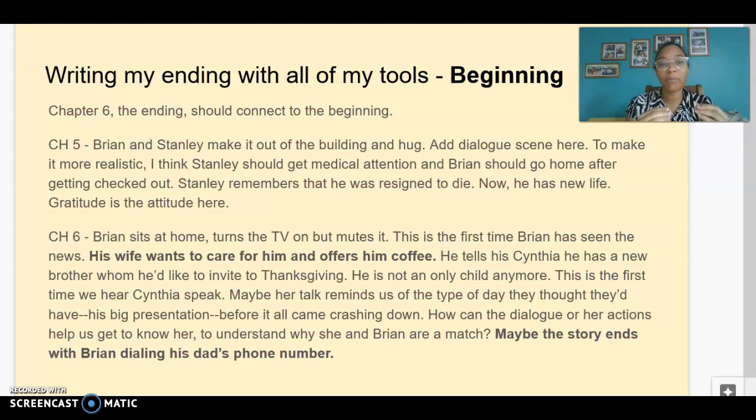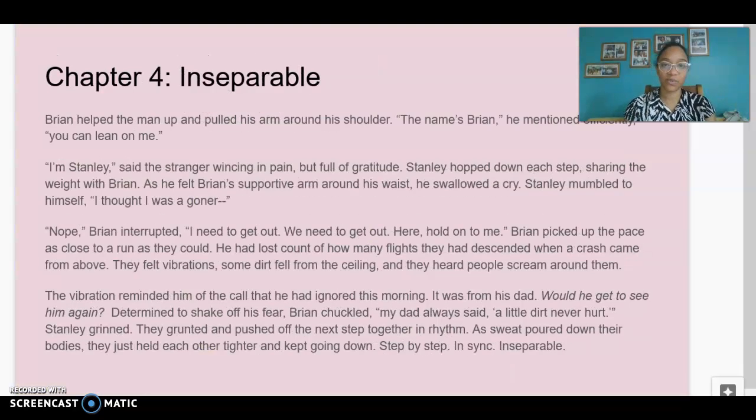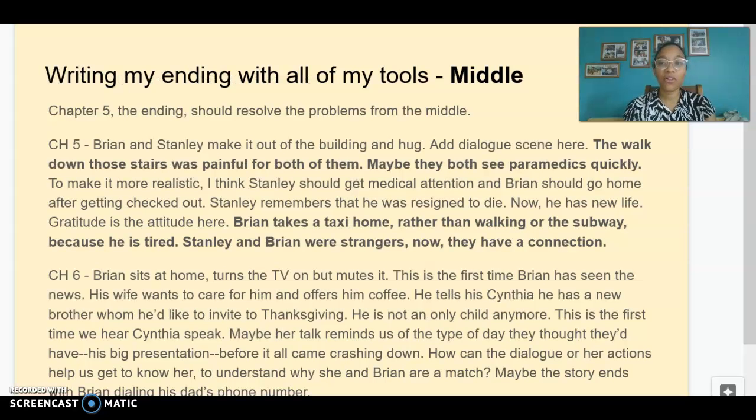And I remember in the first chapter of the story, it ended with him rejecting a call from his dad. Maybe at the end, he chooses to call his dad because he's putting family first and he's tying up those loose ends. So, of course, next was the middle. And in the middle, I'm really thinking about the problems that I created. And I want to use chapter 5 to solve those problems.